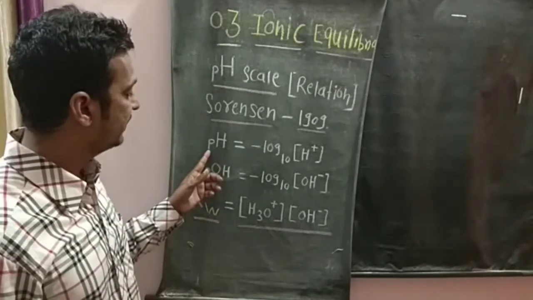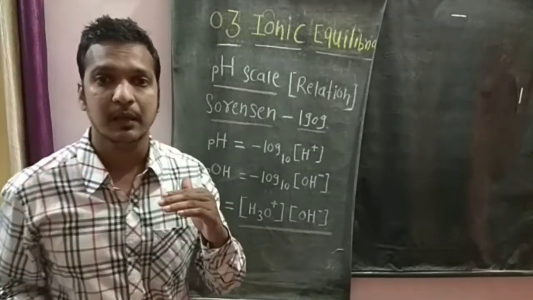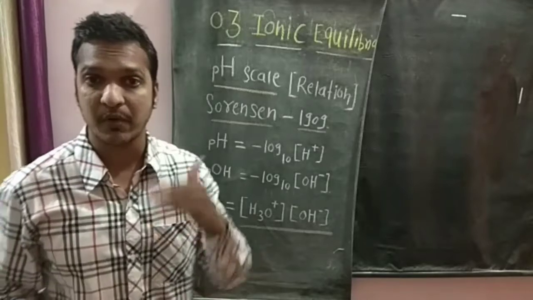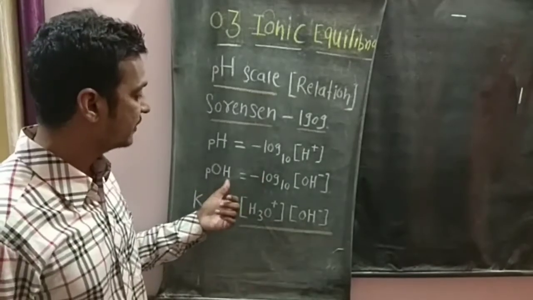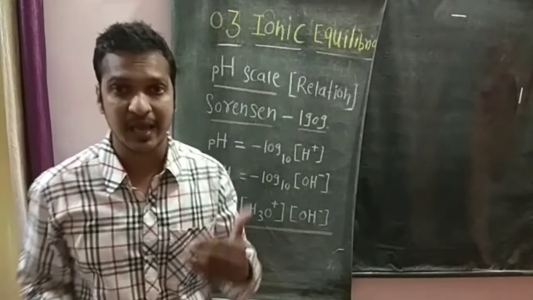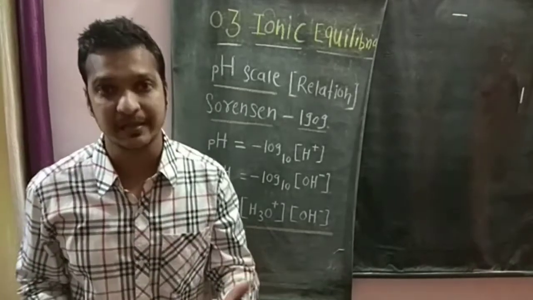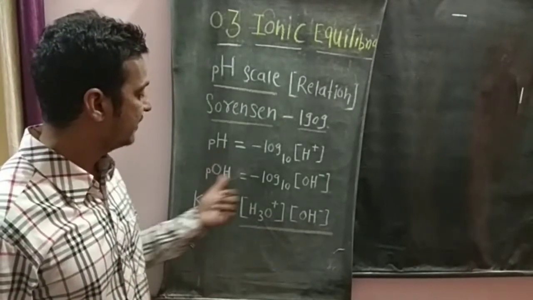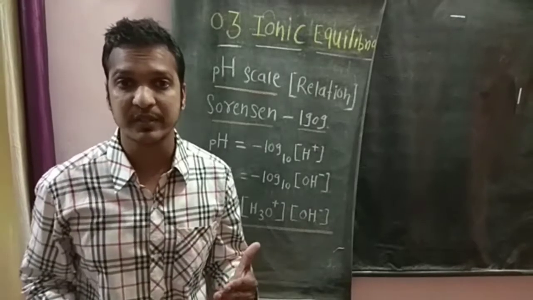Likewise, here also P is a small letter and H is a capital one. Now, pH means power of hydrogen. Here pOH is another term, where P means power and OH means hydroxyl ion, so power of hydroxyl ions. Here power of hydrogen and here power of hydroxyl ion.